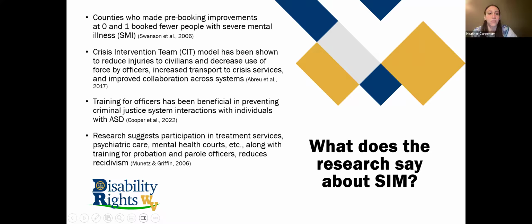So, we also have an increased transport to crisis services, improved collaboration across systems, and another way to reduce incarceration at the front end is by linking individuals with the services that they need instead of taking people to jail. Training officers has also been beneficial in preventing these criminal justice interactions with individuals with autism. Thinking about the behavior and communication characteristics that often go with autism, law enforcement might interpret them in the wrong way if they don't fully understand autism, and that could really impact that individual negatively.